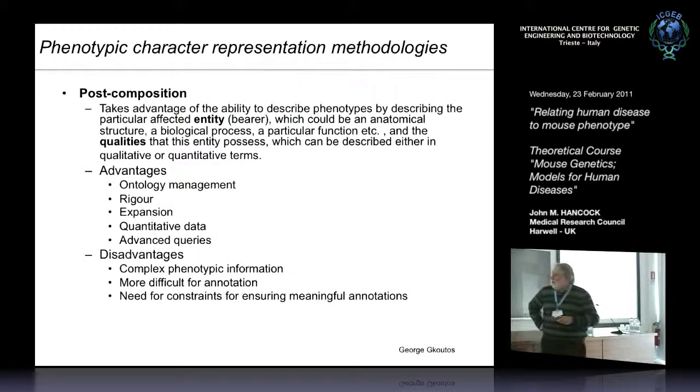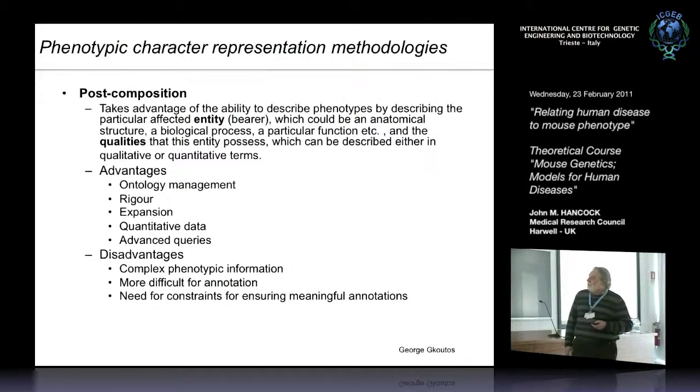So this is logically rigorous, and it allows us to describe things that we can't describe with things like the MP. So we can describe quantitative data, for example. We can describe the value of something. Rather than just saying it's high or abnormal, we can say it's got a value of 0.3 or something like that. So that's good. And it also allows us to do more complex logic on the structures. It does, however, make the statements very complex, and it's not the sort of thing that the individual person annotating their mouse would really want to use. So what we really need to do is have a bit of both in our informatics system.